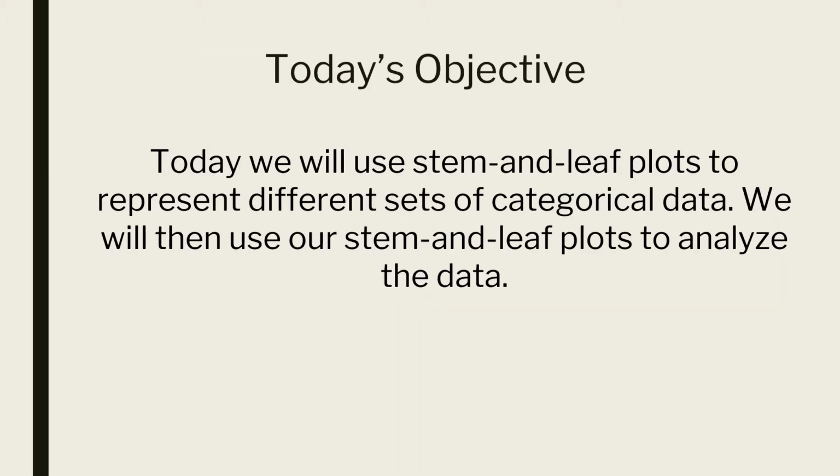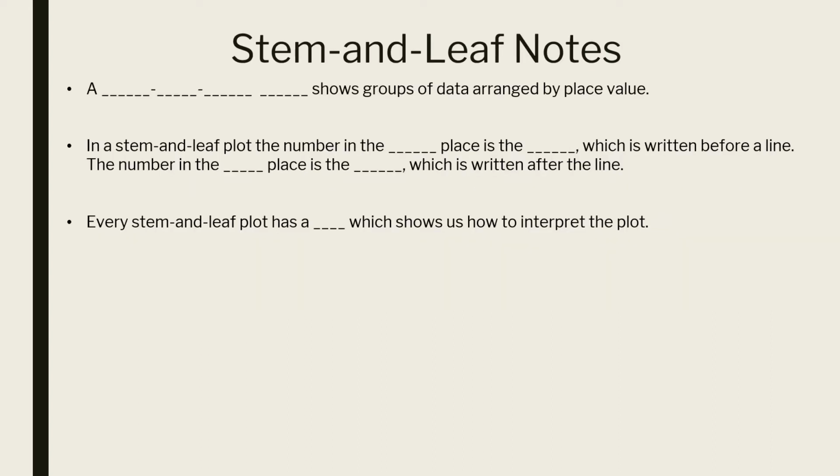Think about today's objective. Today we will use stem and leaf plots to represent different sets of categorical data. We will then use our stem and leaf plots to analyze that data. So what this means is we're going to make a stem and leaf plot and we're going to read a stem and leaf plot and answer questions about that stem and leaf plot. All right, so let's go ahead and get started on that.